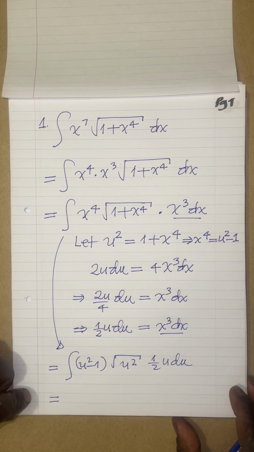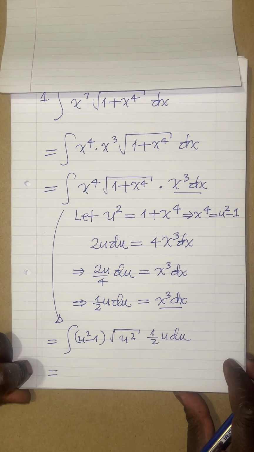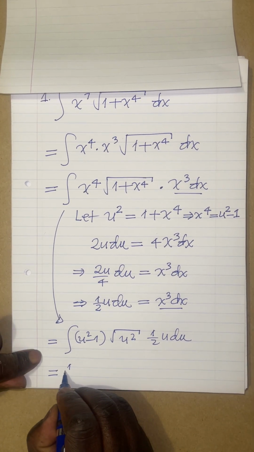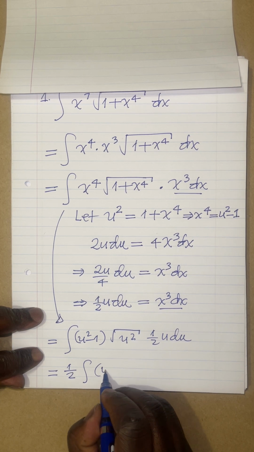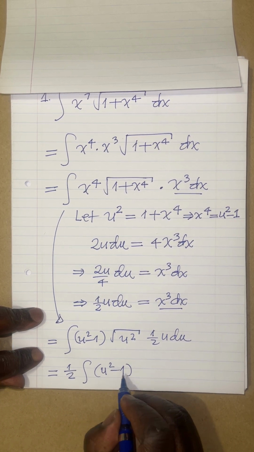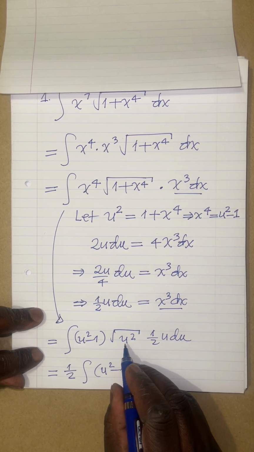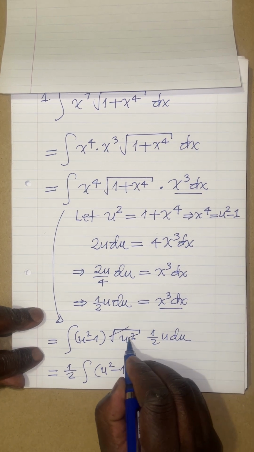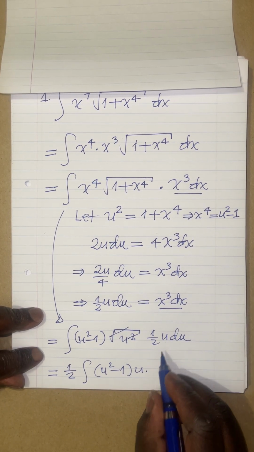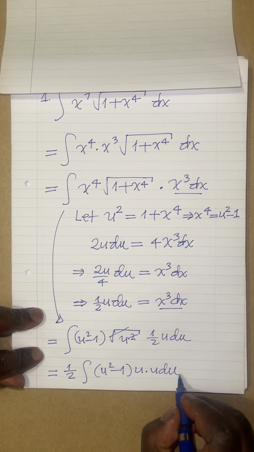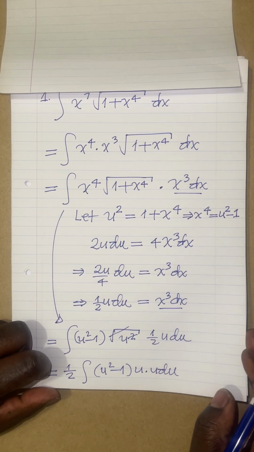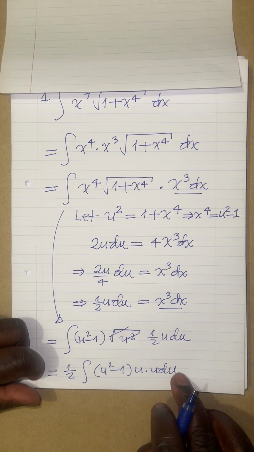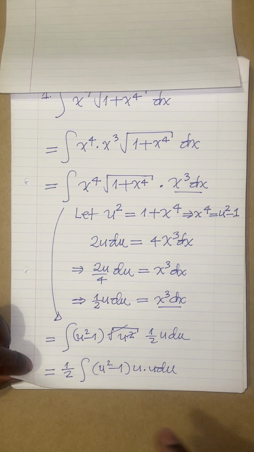So what I have now is, let me move this up, 1 over 2, the integral of u squared minus 1. Notice this is actually u, the square root of u squared. This cancels that, so it's u times, there you have u, and then du. Now that will be u squared, and then we expand, we distribute u squared across, and the du as well, keeping the half outside, as follows.